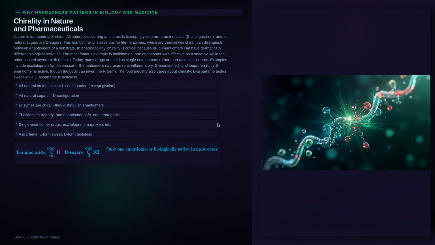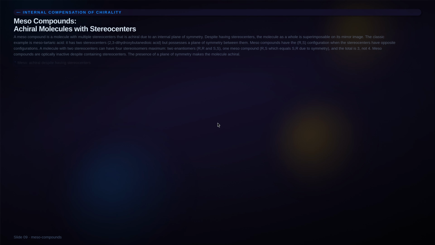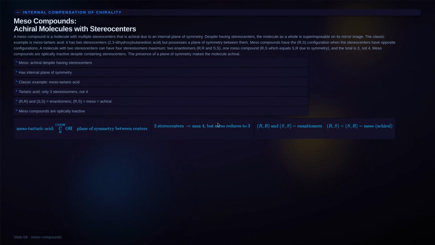A meso compound is a molecule with multiple stereocenters that is achiral due to an internal plane of symmetry. Despite having stereocenters, the molecule as a whole is superimposable on its mirror image.